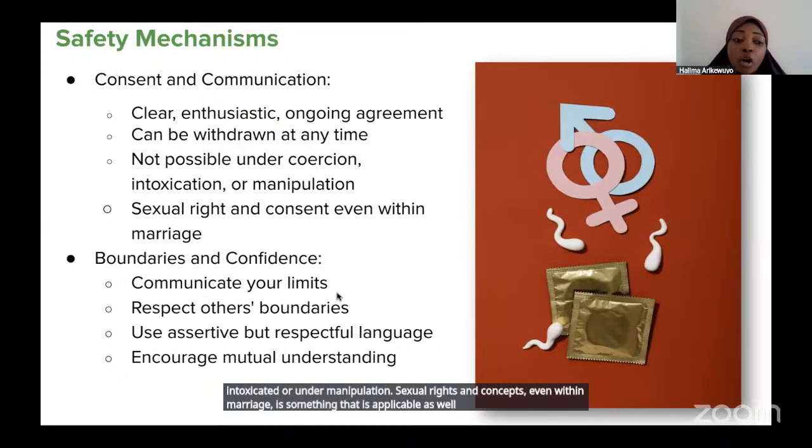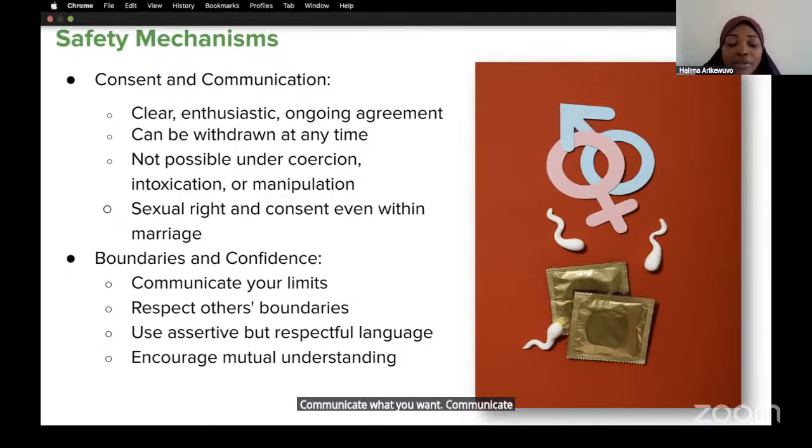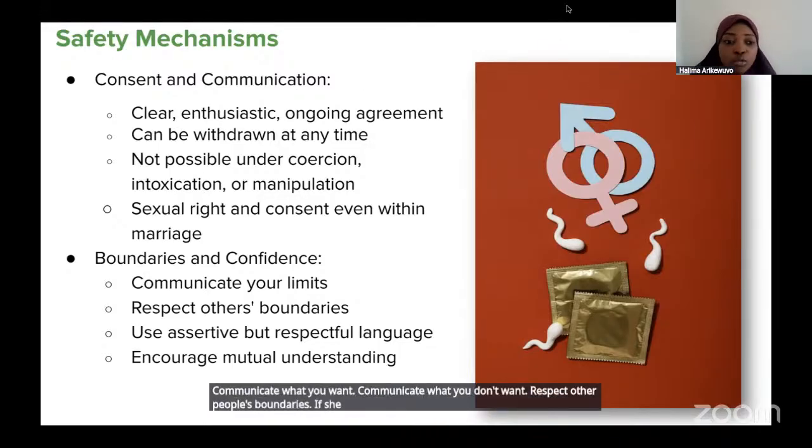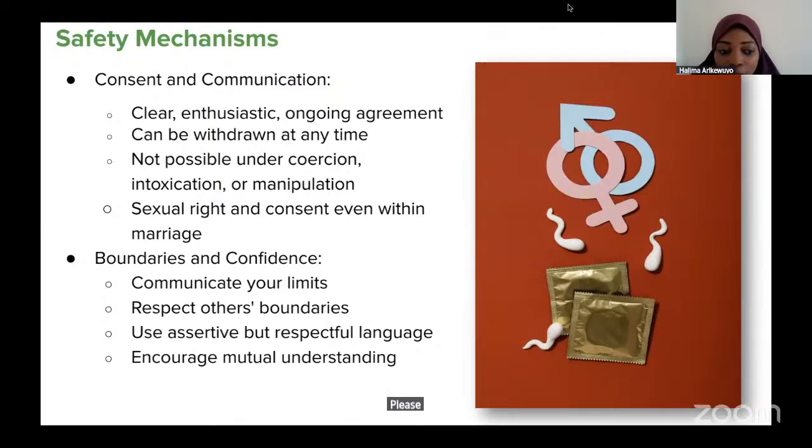There's something we also call boundaries and confidence. Communicate your limits. Communicate what you want. Communicate what you don't want. Respect other people's boundaries. If she says, do not touch me, if he says, do not touch me, please respect the boundary. Be assertive, be it male, be it female. Be assertive with your words.